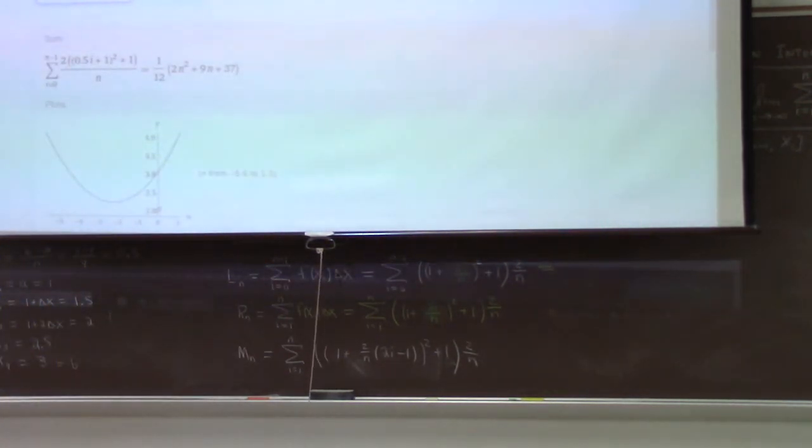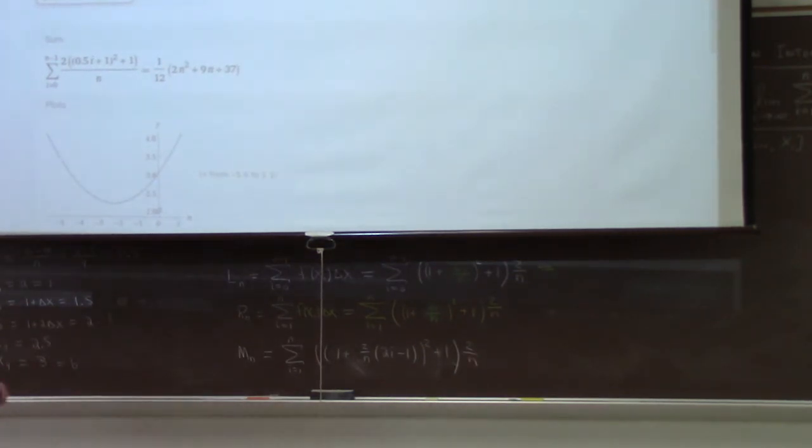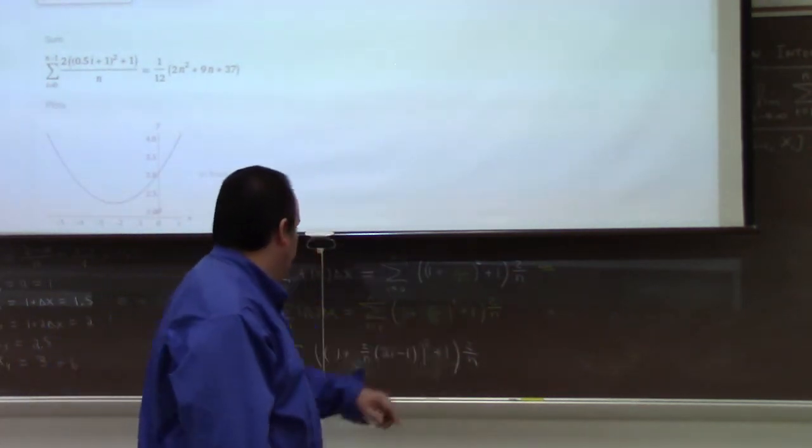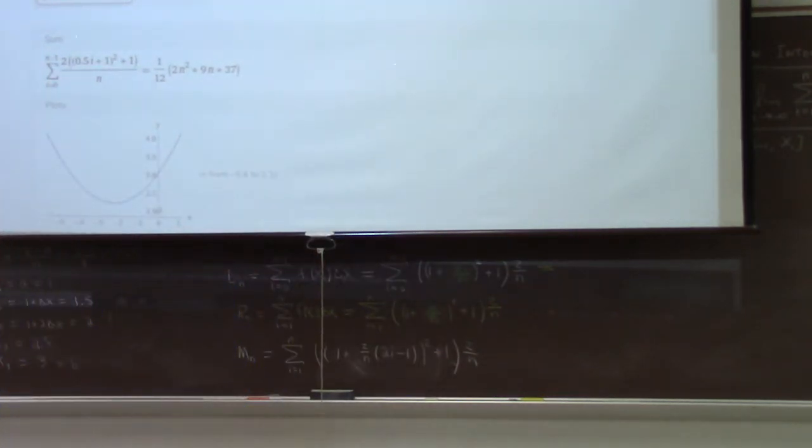So let's see here. We're supposed to not do 0.5. We're supposed to do what? 2i over n, right? Is that right? So I got 1 plus 2i over n squared plus 1. All right, let's see what we get this time.